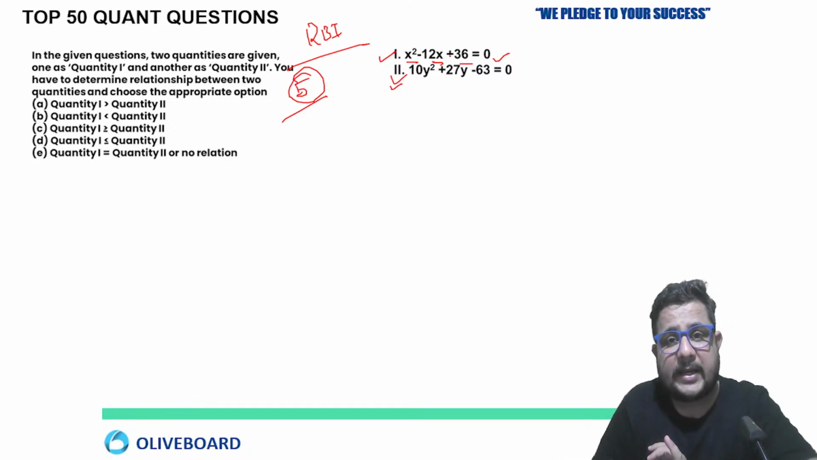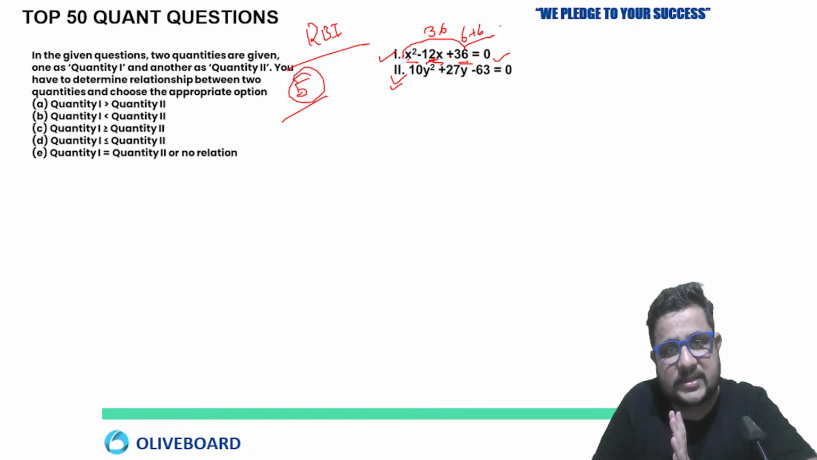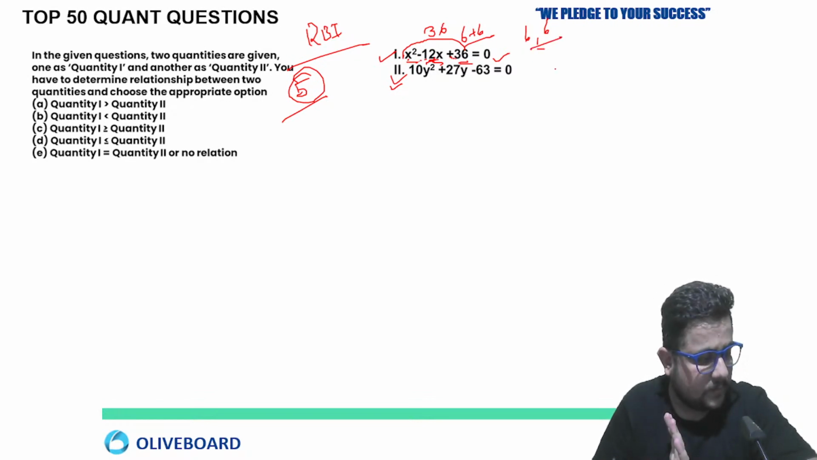x square minus 12x plus 36. 36 into 1, 36. Just break this 12 into 2 parts, 6 plus 6. And the x square coefficient is 1. So 6 and 6 are going to be your answer because minus and plus signs are there. B is negative, C is positive. So plus 6, 6. Very good, Varun.